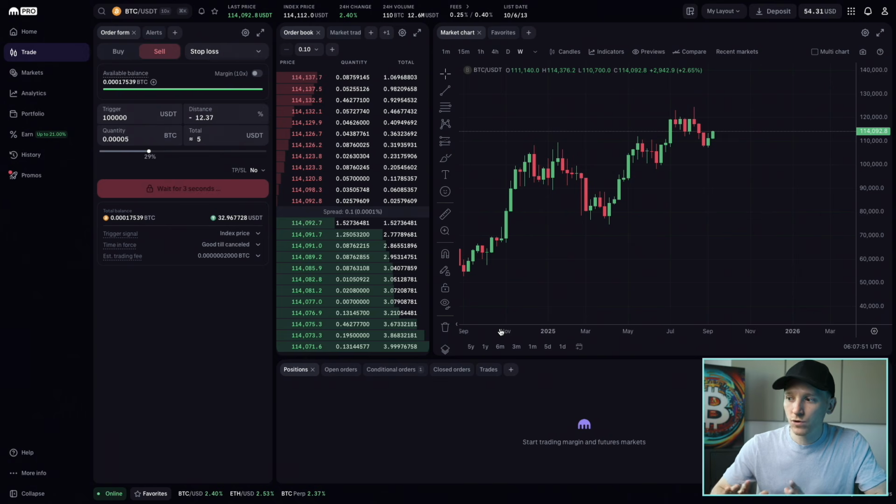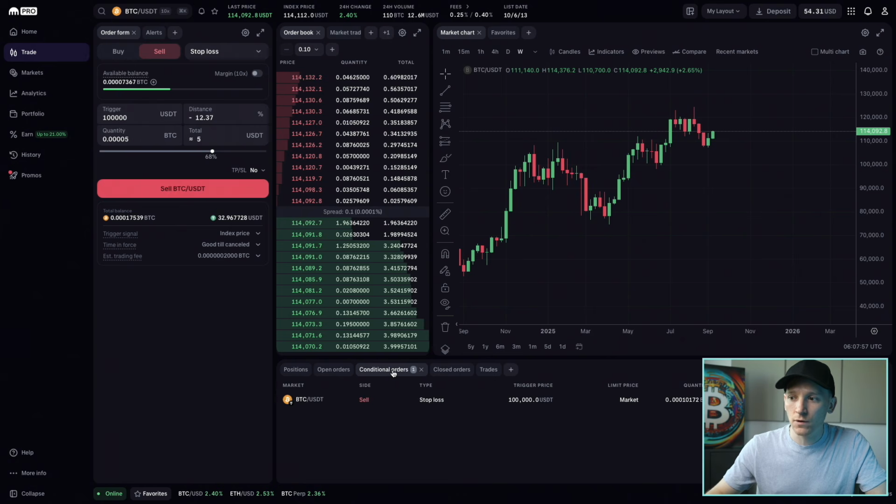Now this will not trade, right? Because my trigger has not been hit yet. You can see that it comes in conditional orders. It's conditional because the trigger hasn't hit yet. So it's waiting in the wings at 100,000. That's my trigger. So at 100,000, this order will trigger and it will put the sell order in for me to sell my Bitcoin with the parameters set at that price.